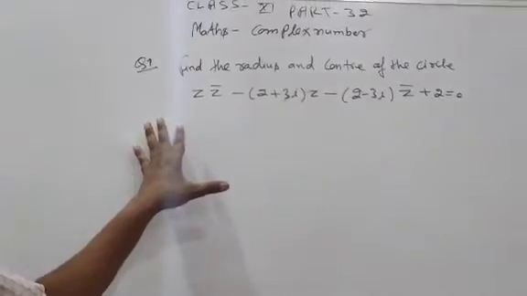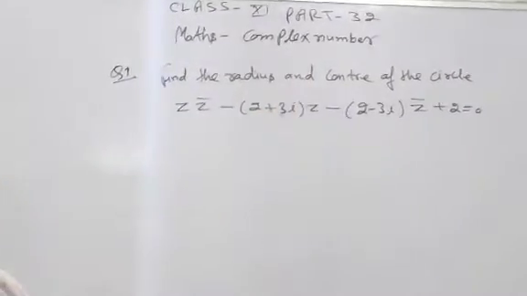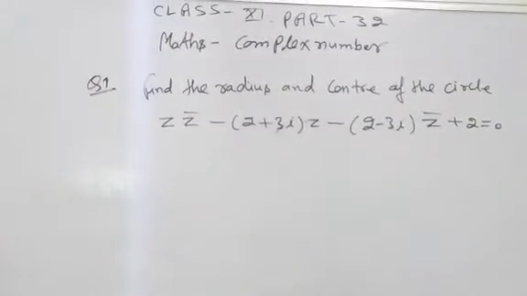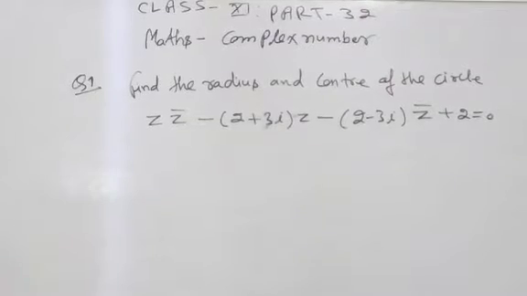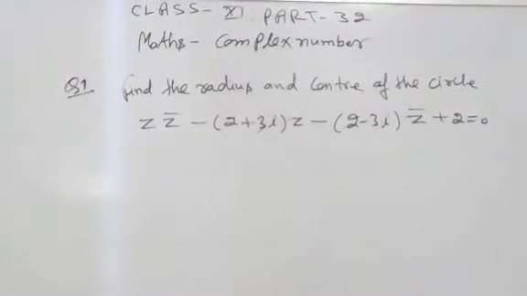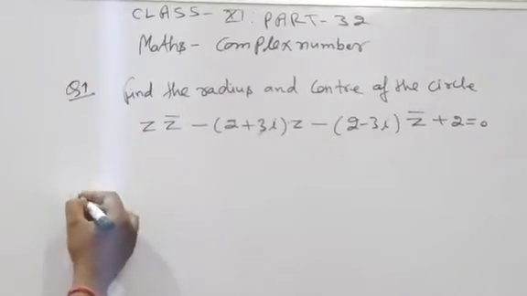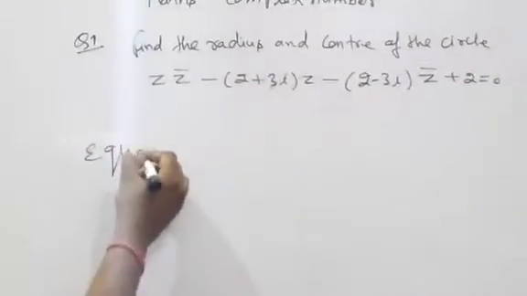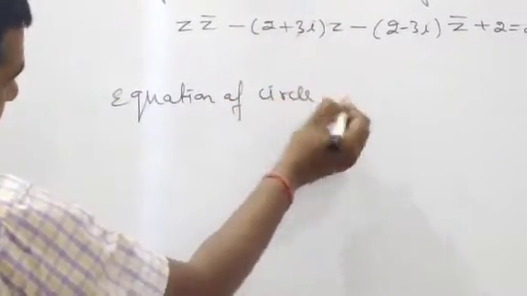Today I have to explain about radius and center of the circle. Clear? First of all, I want to tell about the equation of circle. Means equation of circle. Clear?